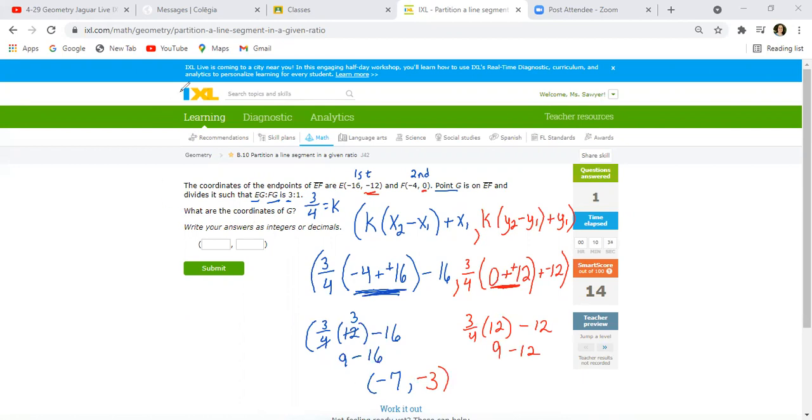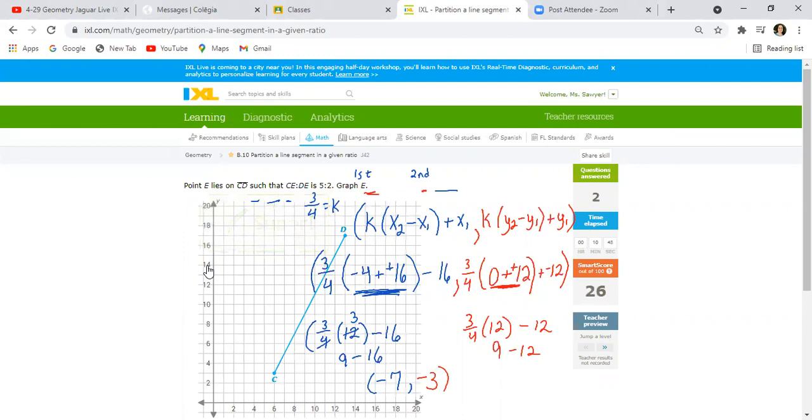And so I would then go into IXL and I would type my answer, -7, and then -3. And once I have that, I can submit it and go on to my next question.